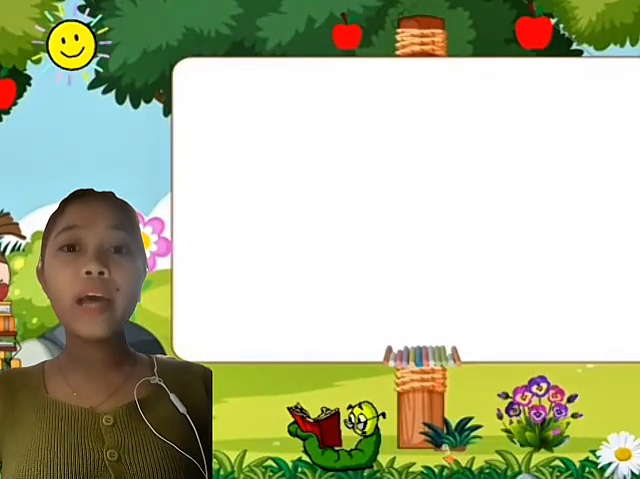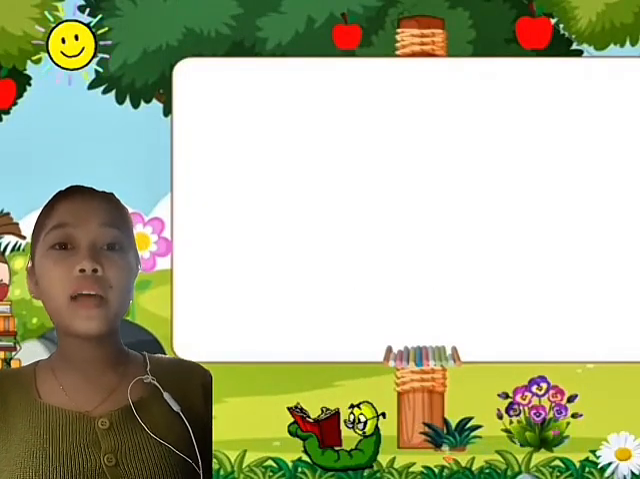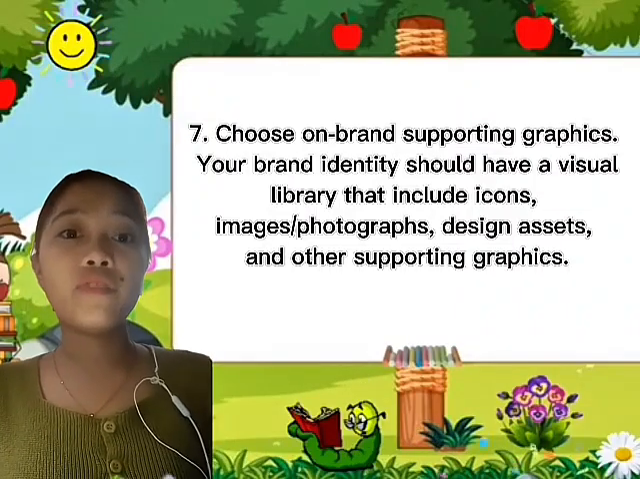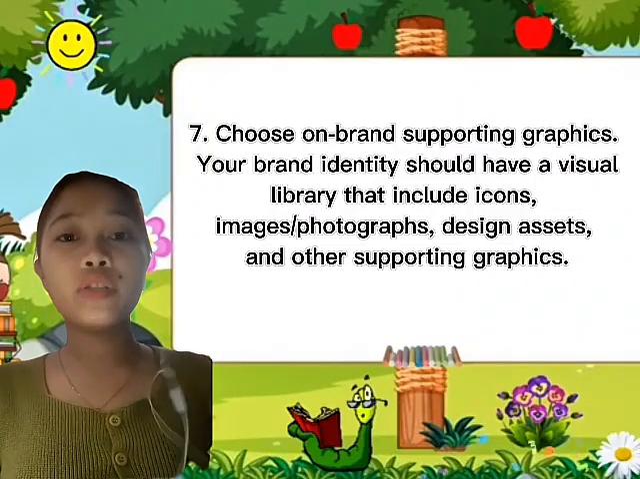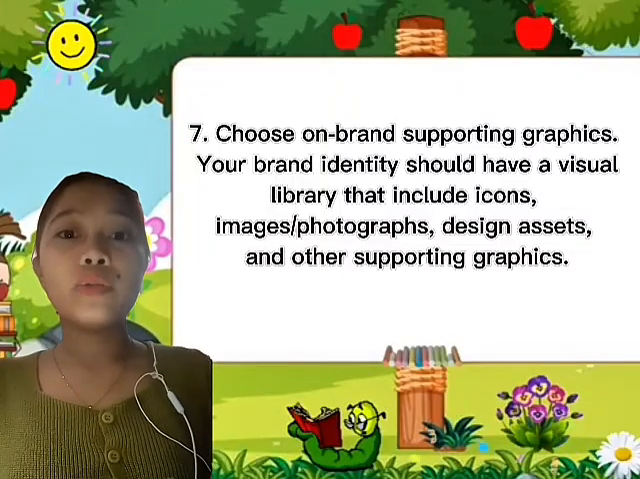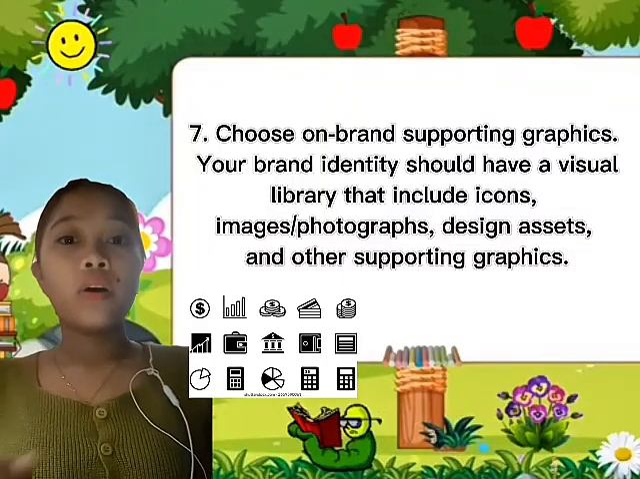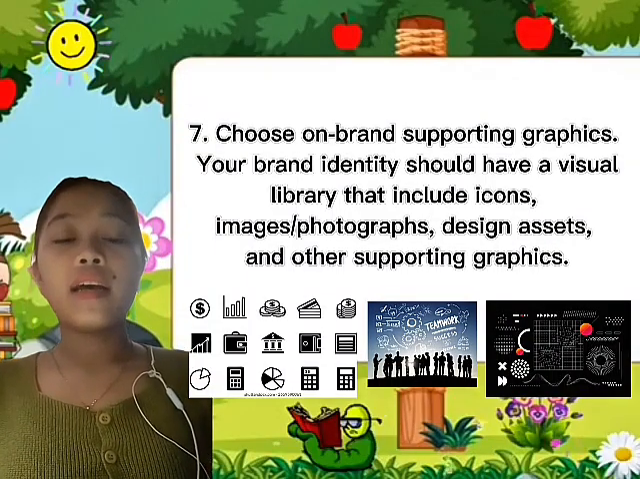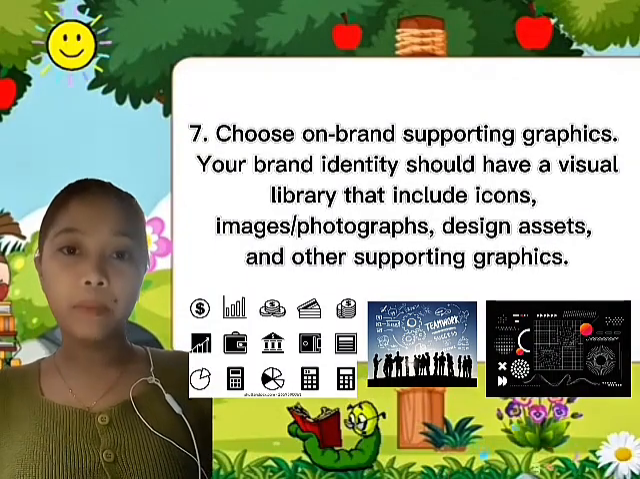And lastly, we have number seven, choose on-brand supporting graphics. Your brand's identity should have a visual library that includes icons, images or photographs, design assets, and other supporting graphics.